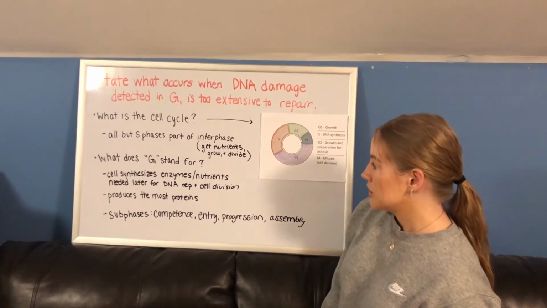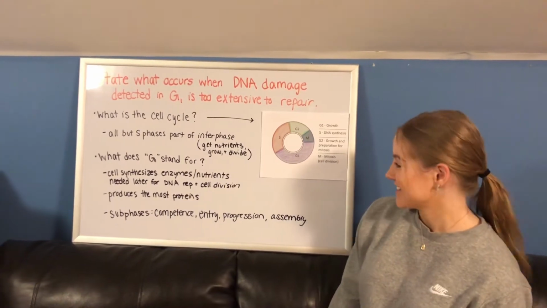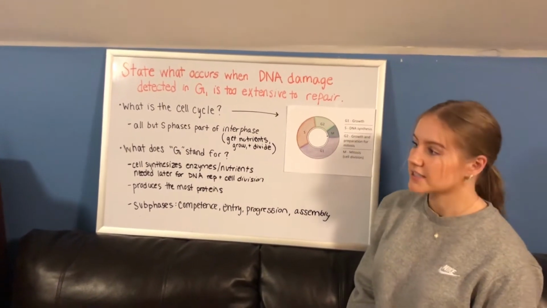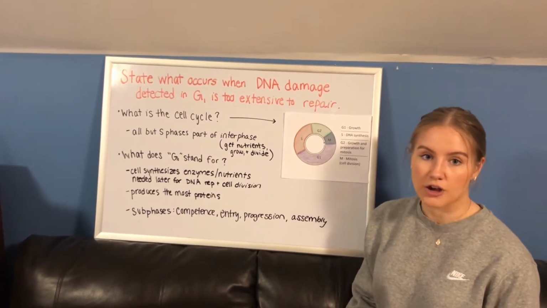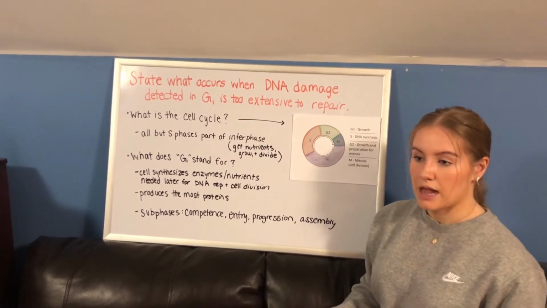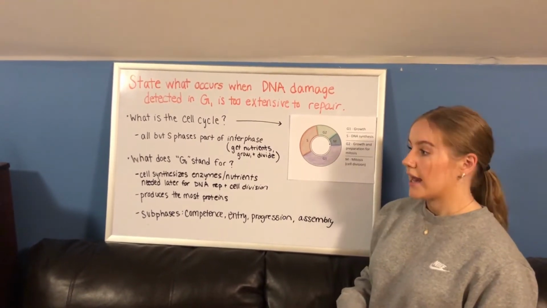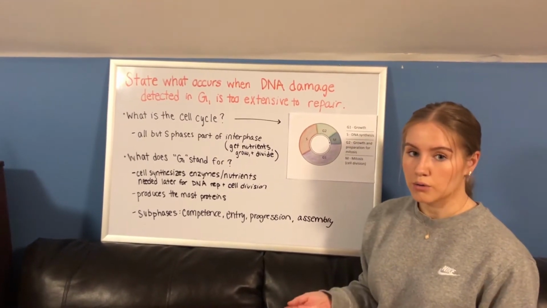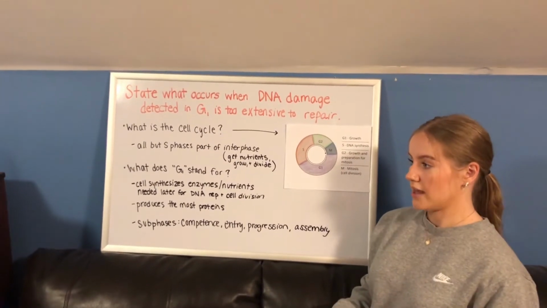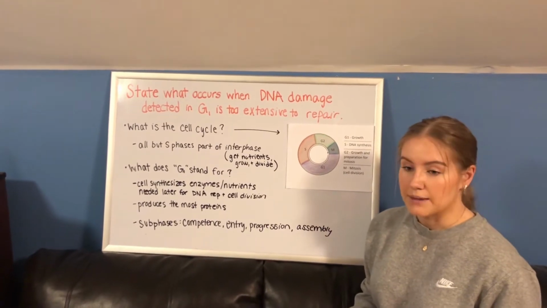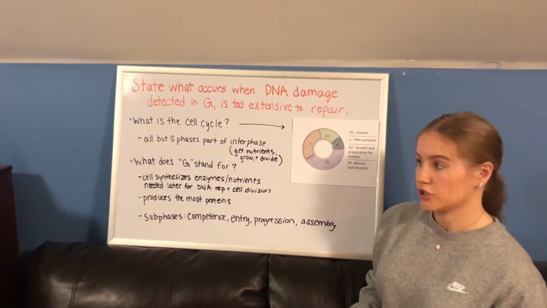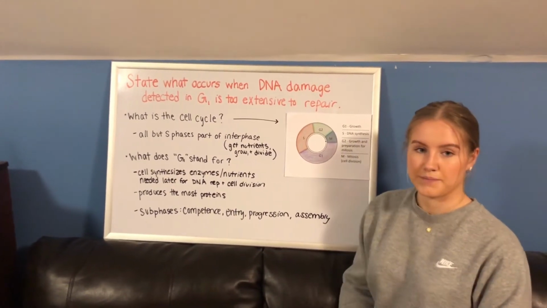And then G1 also has 4 subphases: competence, entry, progression, and assembly. In competence, the cell absorbs nutrients and other elements from outside of the cell membrane. In entry, these nutrients and elements enter the cell, and again, they help the cell grow, which is the progression subphase. And then finally, in the last subphase, all of these elements and materials join up to complete the G1 process and end with a restriction point, which is assembly.